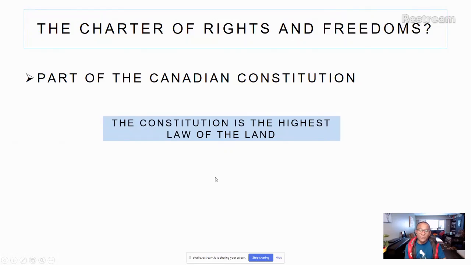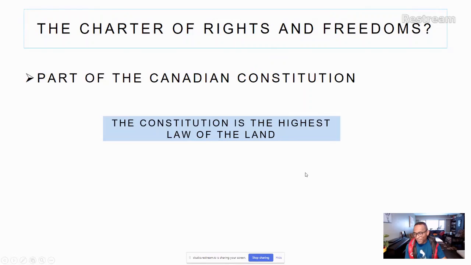Now, the Constitution is the highest law of the land. It is the law that tops them all. And every other law that is made in Canada is essentially subject to the Constitution. So it's a very important document in terms of the law in Canada. It kind of defines how the country is set up and the division of powers between the federal and provincial governments, and it also includes a set of human rights principles and rules, which we refer to as the Charter of Rights and Freedoms.